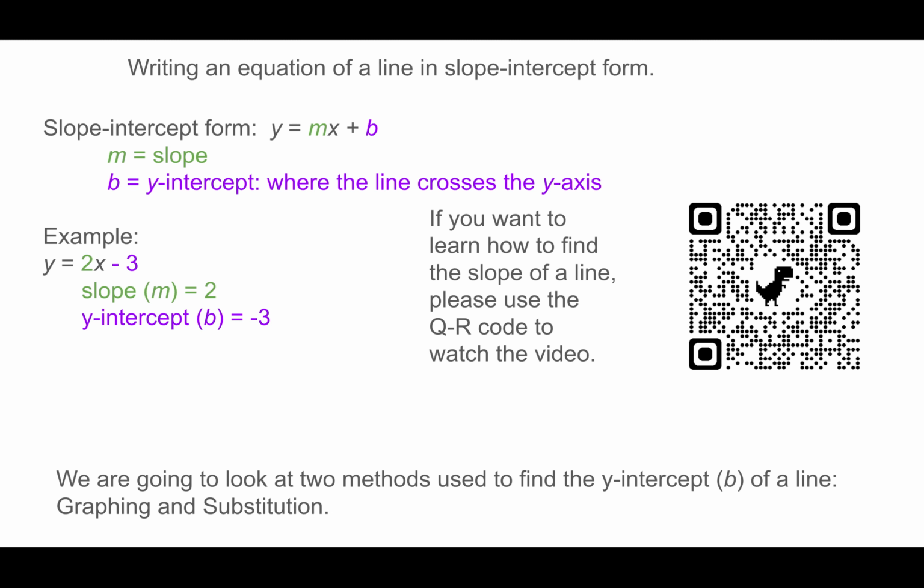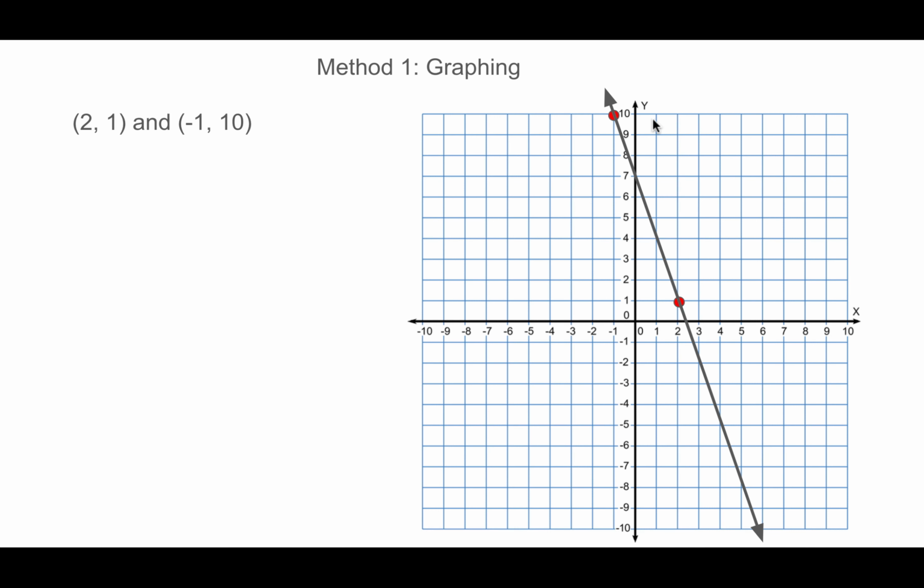So now we're going to look at two methods used to find the y-intercept, or b, of the line. We can use graphing, or we could use substitution. Let's start with graphing. So I've been given 2 points, (2, 1) and (negative 1, 10). I graph my 2 points on a coordinate plane, and then I draw a line through these 2 points.